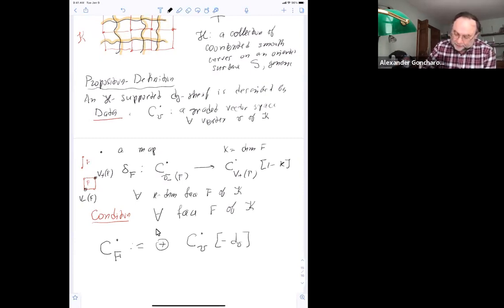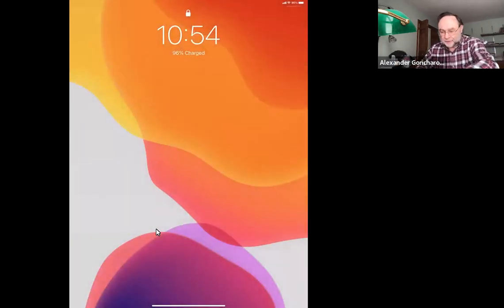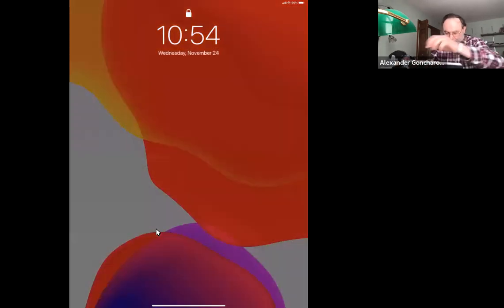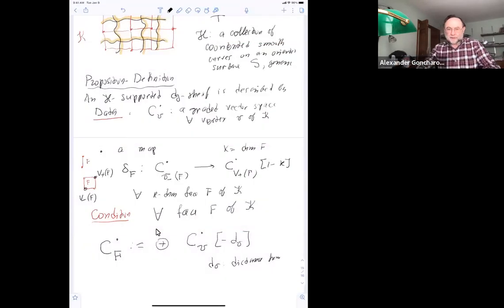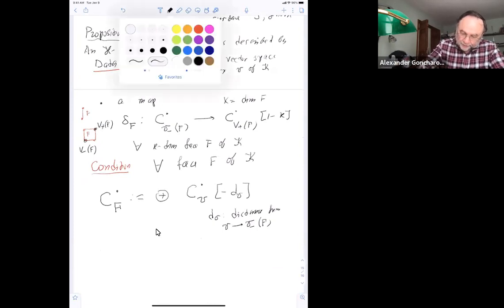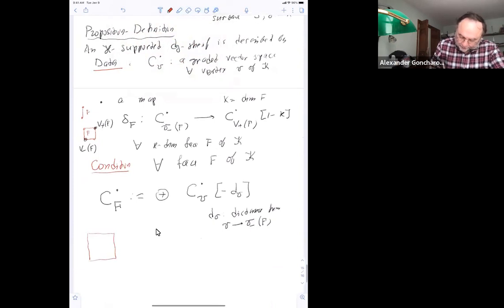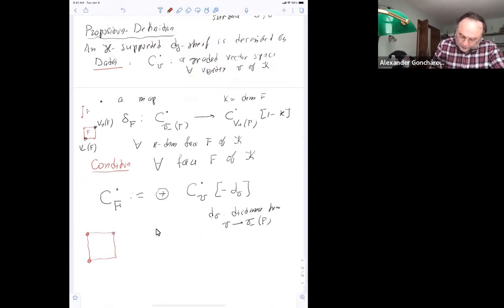in our vertices, and this d_v is distance from our vertex. It's the distance from vertex V, which we take to be the bottom left vertex, V minus of F. And so on the picture which I was drawing, we have 4 graded spaces sitting here, here, and here, and here.